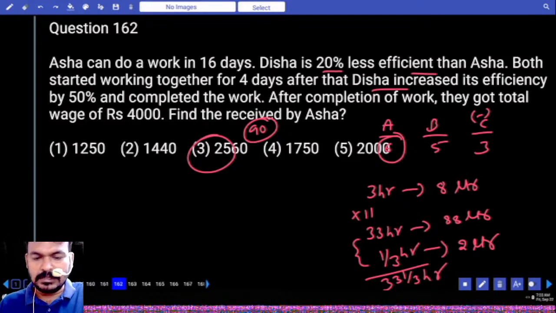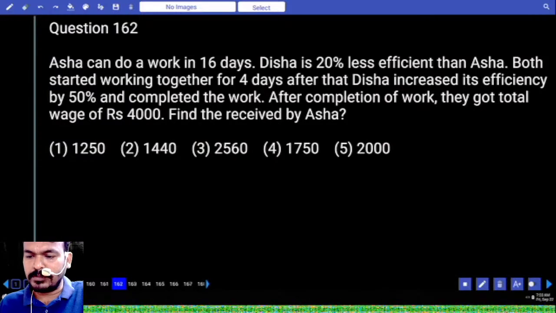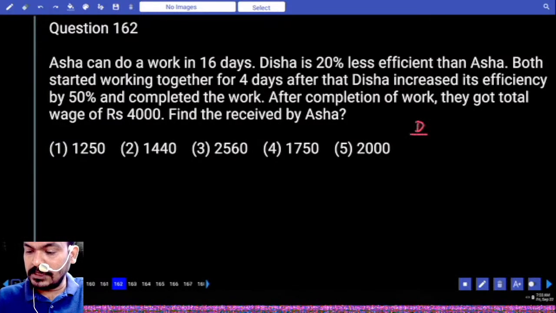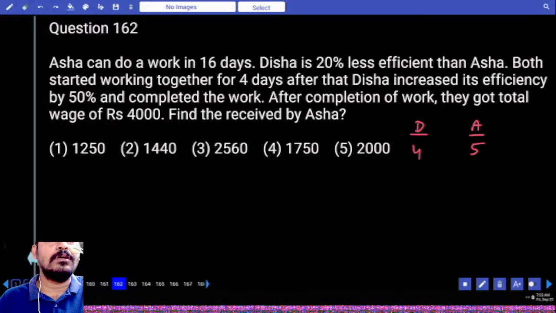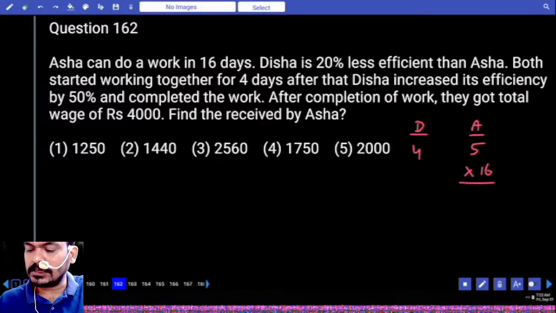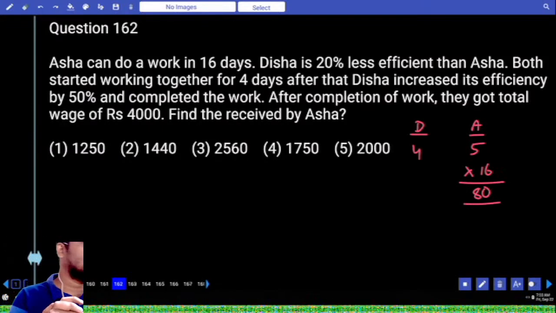Next question number 162. Asha can do a work in 16 days. Disha is 20% less efficient than Asha. Disha efficiency compared to Asha is 20% lesser. Suppose Asha efficiency 5 parts, Disha efficiency 4 parts. But Asha can complete the work in how many days? 16 days. 5 into 16, 80, means total work is 80.